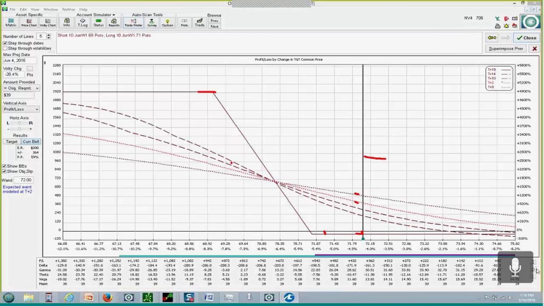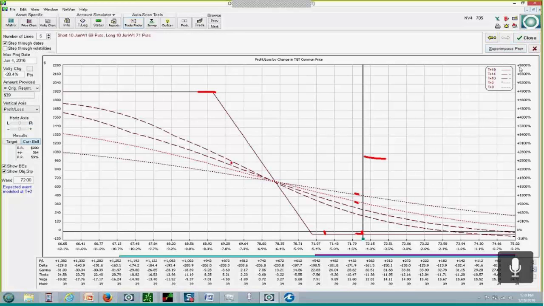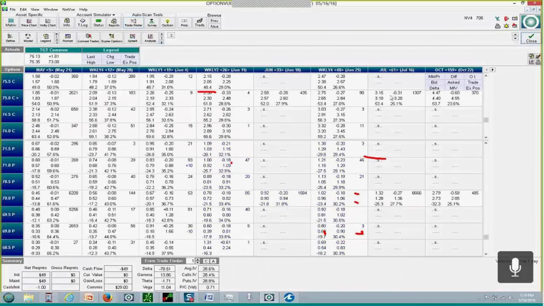Let's hit this detail button. So if we hit 72 in 2 days with a 14% drop in volatility, it's saying that the difference between these two options is only a couple of cents apart, which is ridiculous. It's not really valid. So let's take a closer look at this here.